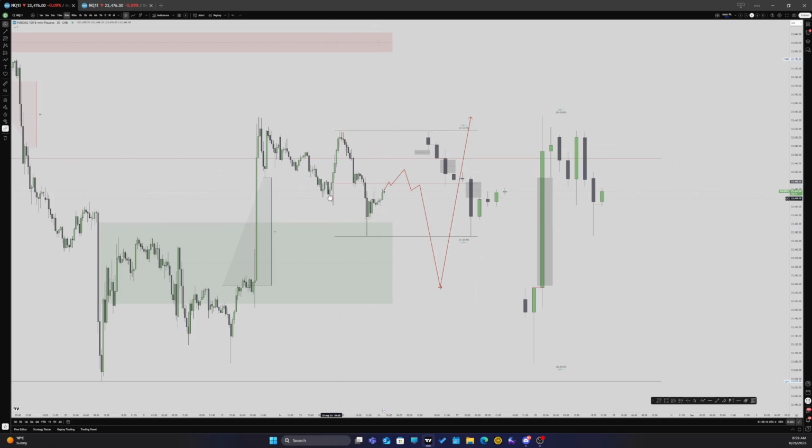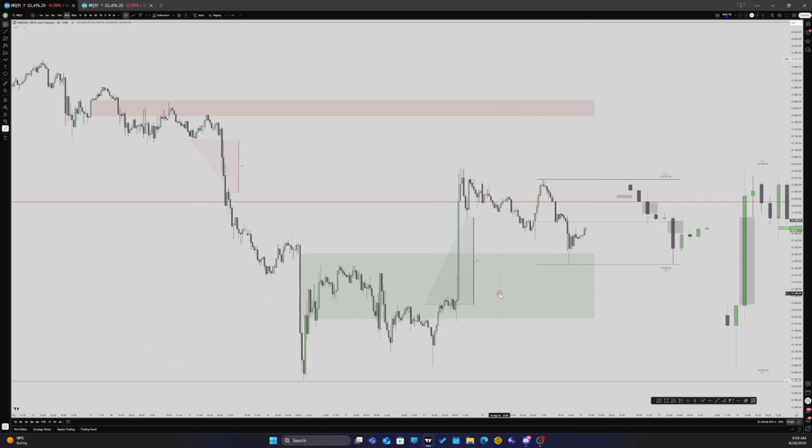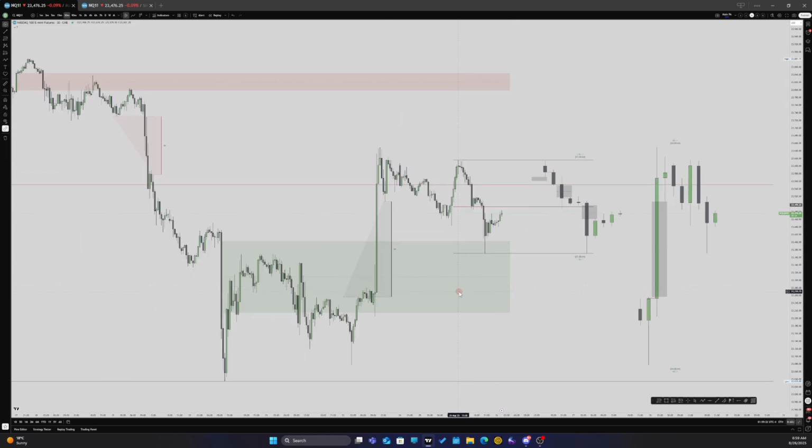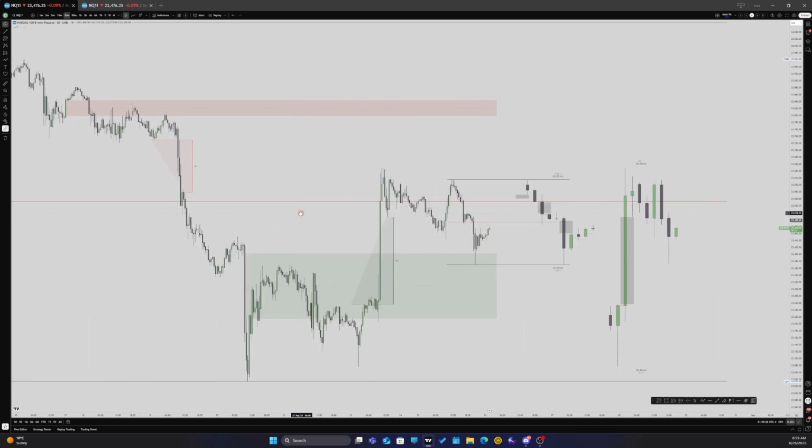So for now, we just need to wait for price to tell us which way it is going, because we are basically in this range here. However, as I said, I'm leaning more bullish due to the fact that price is in discount of the 4-hour range, reacting from bullish footprints, like breaker block inside this fair value gap in this balanced price range.